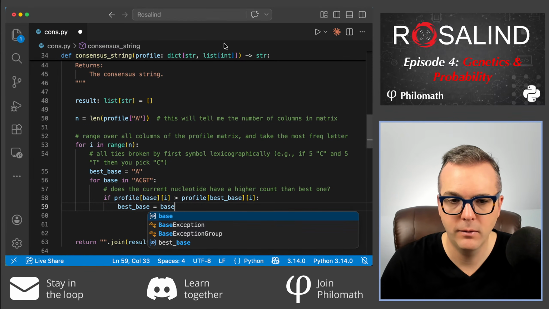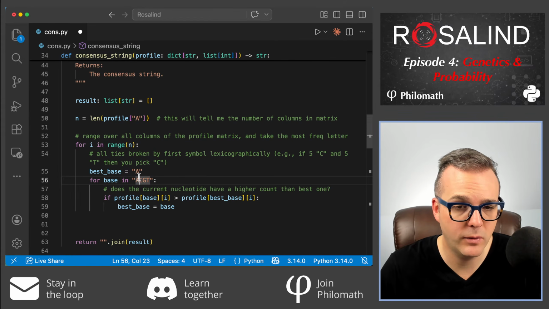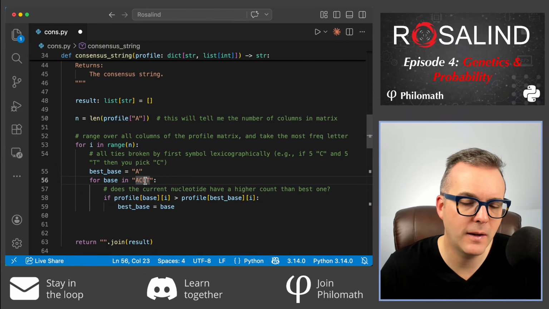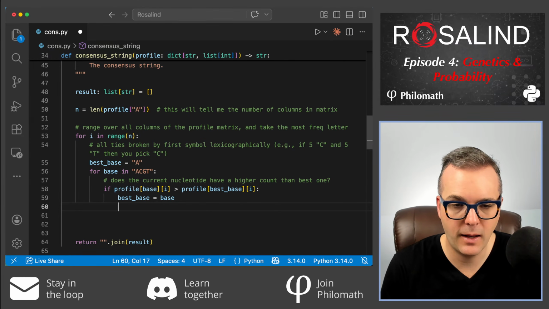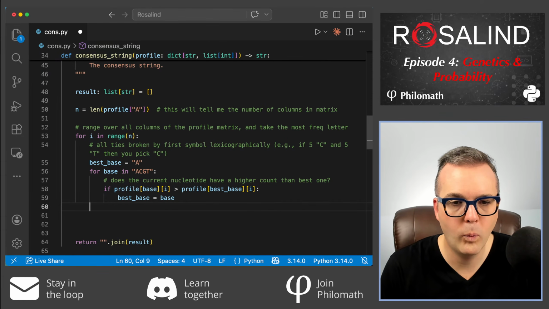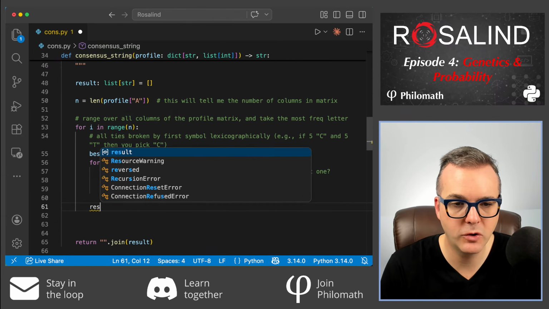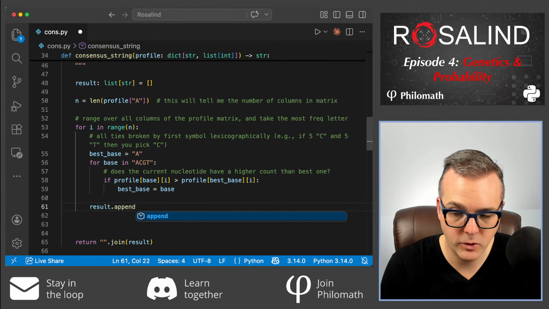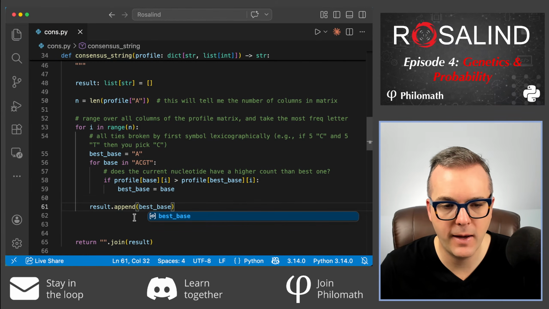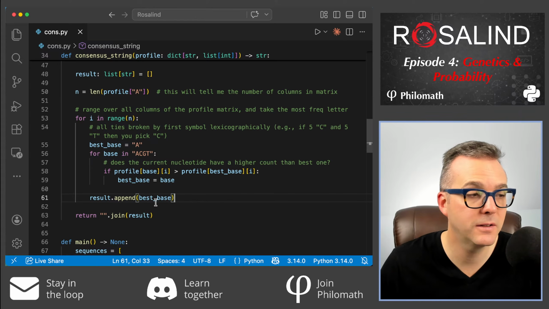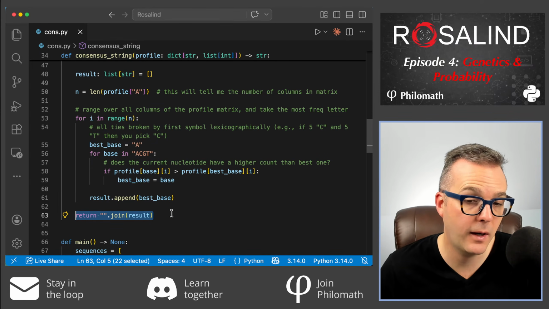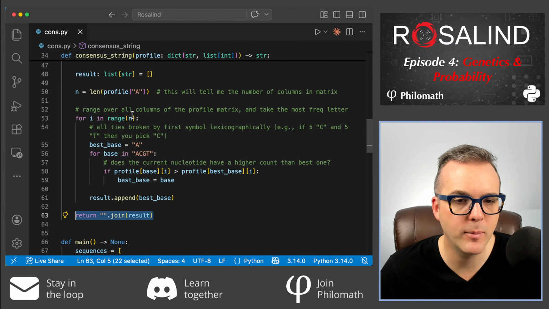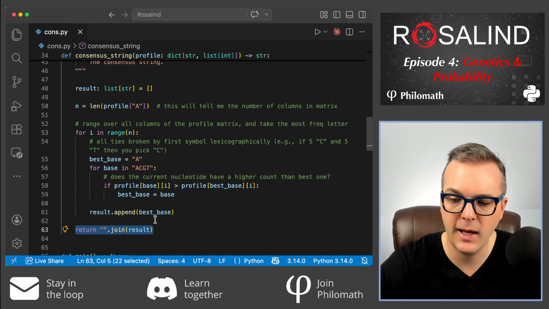So I'm going to update it. This shows you why I don't need to range over A, C, G, and T, but that's okay. I don't need to update anything else, because at the end of this process, after I've ranged over all 4 nucleotides, I'm just going to take the result and append to it the best base that I found. So that will produce the list of strings that I care about. And once I've got that list of strings, I'm just going to join them together into a single string, because this is the optimized way to do it, so we don't have a bunch of repeated string concatenations.